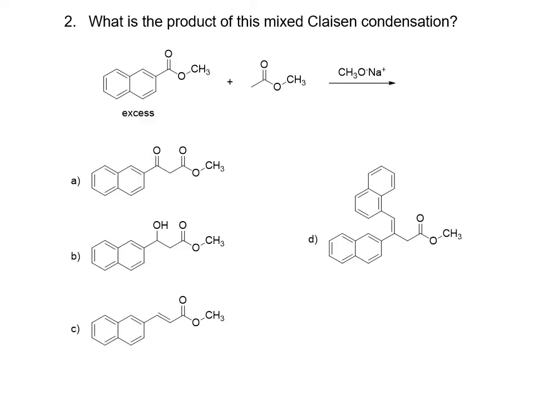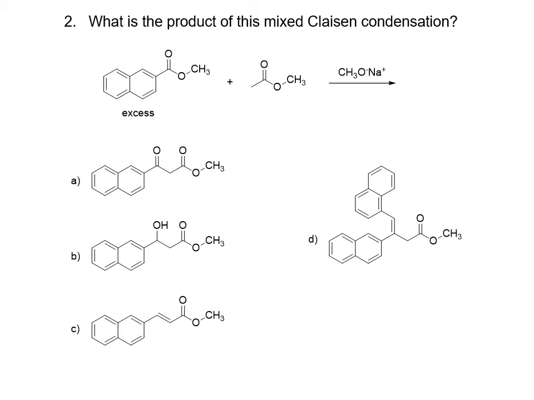Next question, what is the product of this mixed Claisen condensation? We have an excess of an ester that is aromatic, so it cannot be enolized. It does not form enolate anion. That means enolate anion will form only from the other ester shown on the right, methyl acetate.